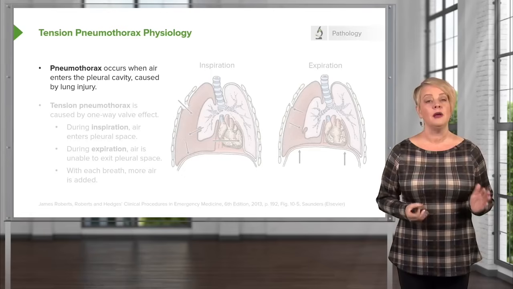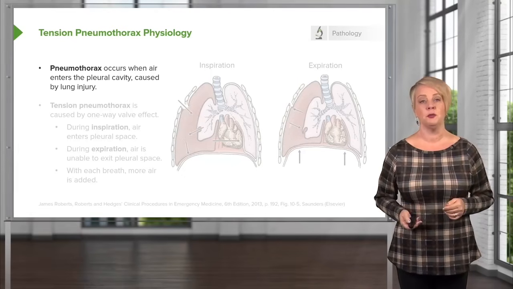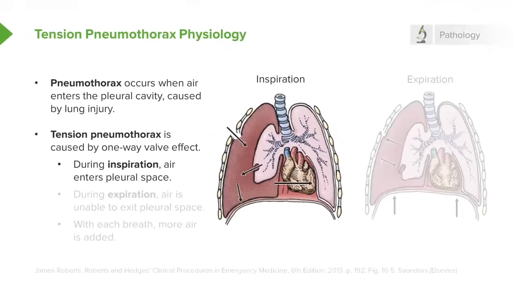In blunt trauma, it's often rib fractures that will penetrate the lung, causing development of a pneumothorax. A tension pneumothorax is a special subtype of pneumothorax which occurs when you have a one-way valve effect in the pleural space. So basically what happens in a tension pneumo is during inspiration, the patient is able to suck air through the trachea, through the lung, and out into the pleural space.